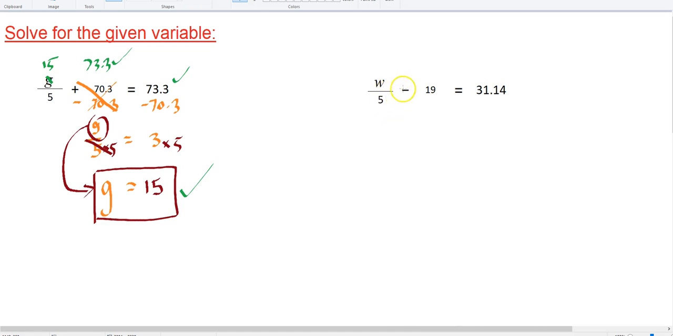Similar process for this particular problem. W divided by 5 minus 19 is going to equal 31.14. So let's have a look. Again, it's the old BEDMAS in reverse, if you like, for these kinds of problems.